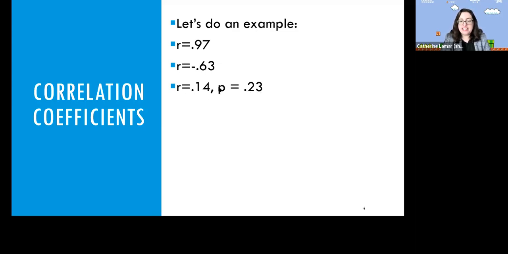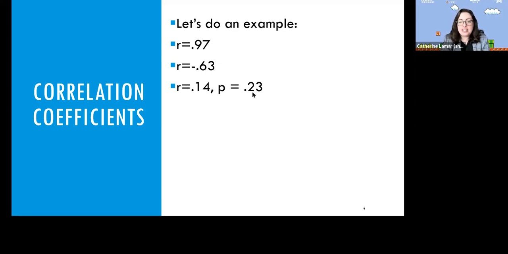Now, R and P are different things. What does R tell us again? It tells us the strength and the direction of the relationship between 2 variables. The p-value just tells us if that relationship is significant. And anytime that p is less than 0.05, that relationship is significant. I'll say that again. Anytime that p is less than 0.05, that R value or relationship is significant.